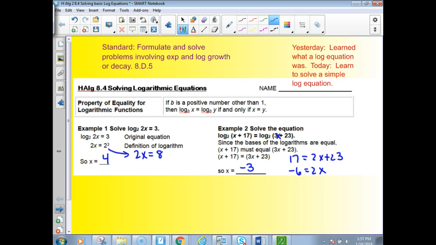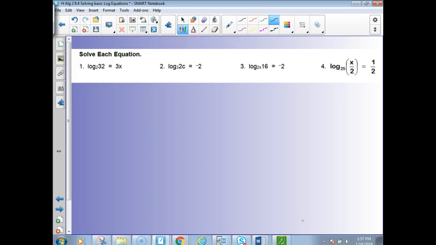Okay, so those are those two examples. Now we're going to do, of course, some more. So we're going to solve each equation. When in doubt, rewrite as an exponential if you're not sure what to do. In this case, 2 is the base, the exponent is 3x, and it will equal 32. So rewriting it, I usually do base to the exponent equals the number there.